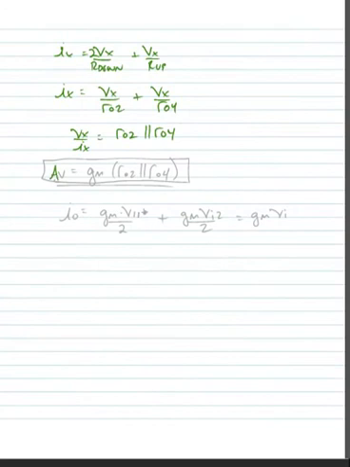So if we write our overall voltage gain for this device, it's equal to GM times RO2 in parallel with RO4.